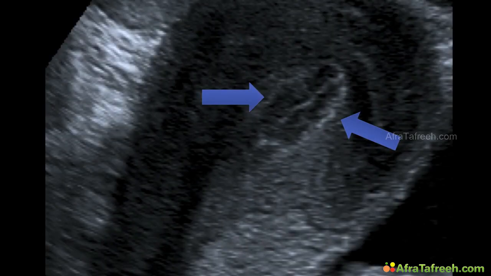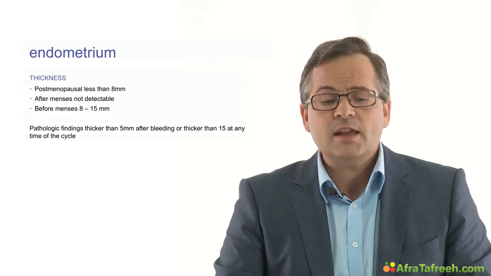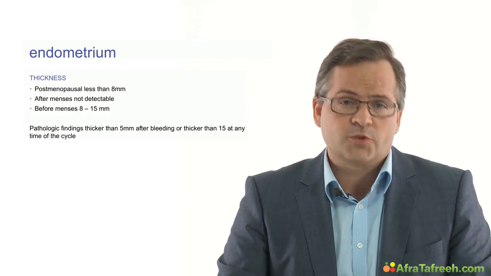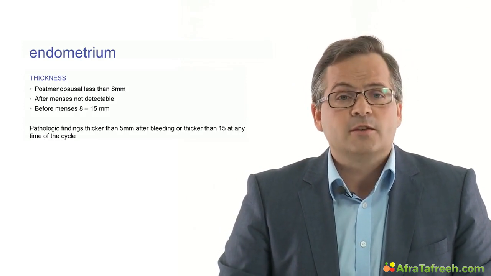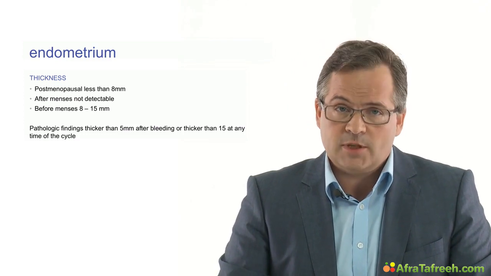To get a correct measurement of the endometrium, it may be necessary to zoom into the picture and to take a clear border of the endometrium to the myometrium and to detect this area and measure this thickness. The endometrium has to be less than 50 millimeters thick. After menses, it should not be detectable. And in women in menopause, it should be less than 8 millimeters.